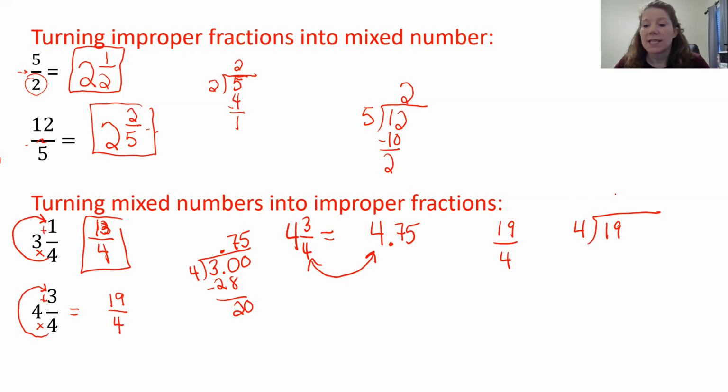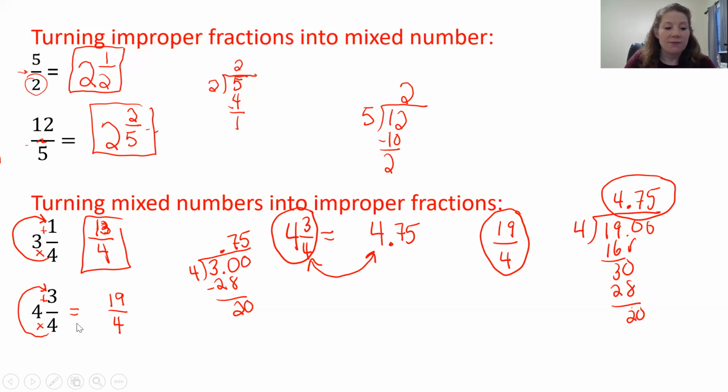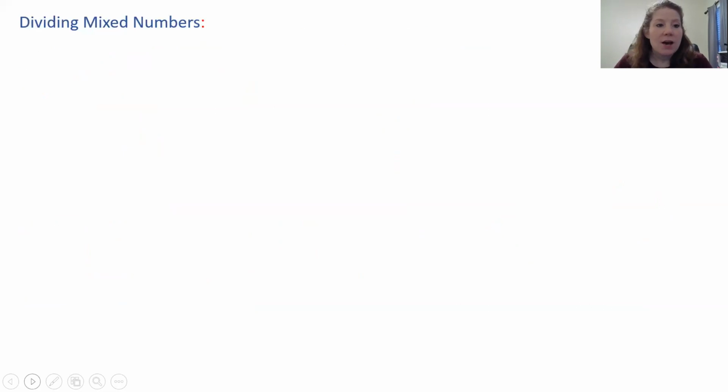So 4 will go into 19 4 times. 4 times 4 is 16 with a remainder of 3. I'm going to bring down a decimal, bring that straight up. I'm going to bring down a 0, but bring the decimal straight up. 4 will go into 30, 7 times, and 4 will go into 20, 5 times. So do you see how 4.75, 19/4, and 4 3/4 are all equivalent? They're all the same number, just different forms of the same number. All right, so just a quick little lesson on decimals. All right, so moving on.